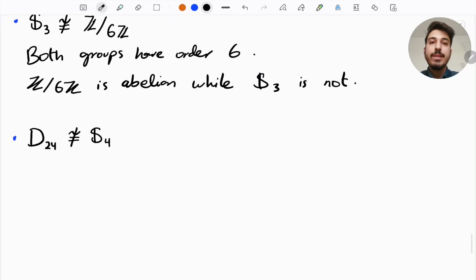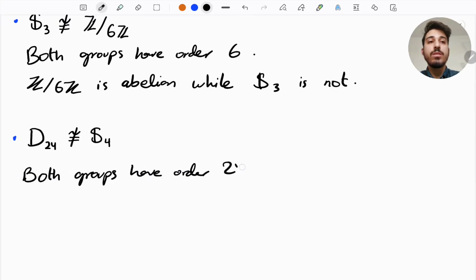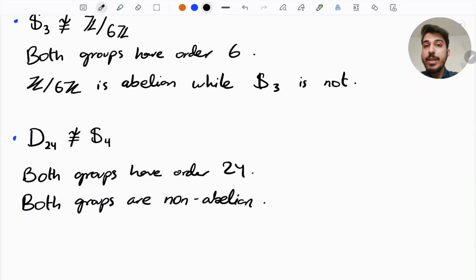The next example says that D24 is not isomorphic to S4. So let us use the proposition again. Even though both groups have order 24, so we cannot use that fact to say that they're non-isomorphic, we'll have to use something else. We can see that both groups are non-abelian, so we cannot use that fact either.